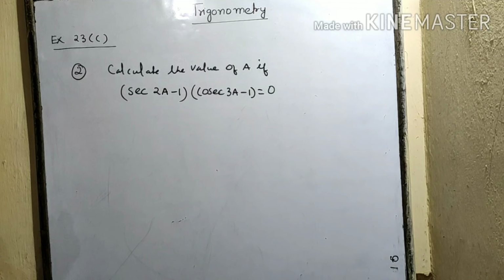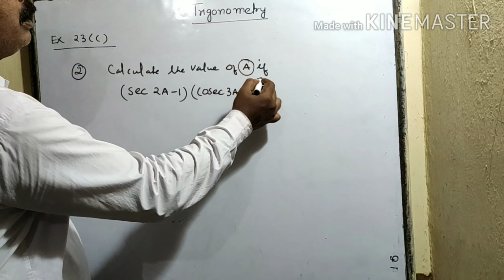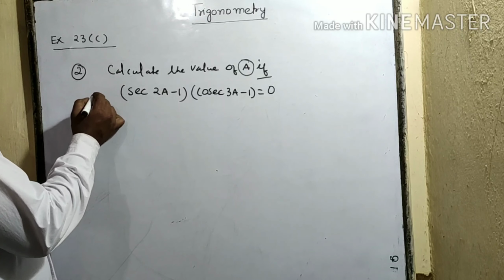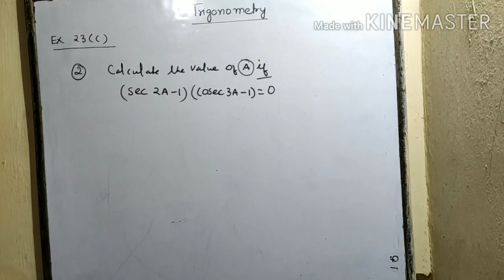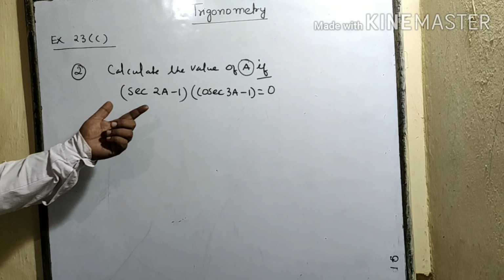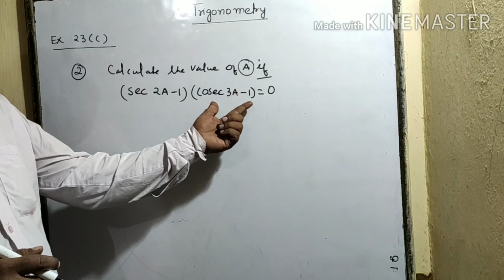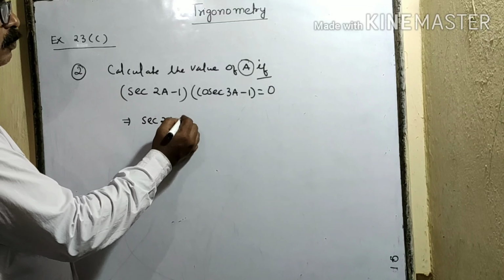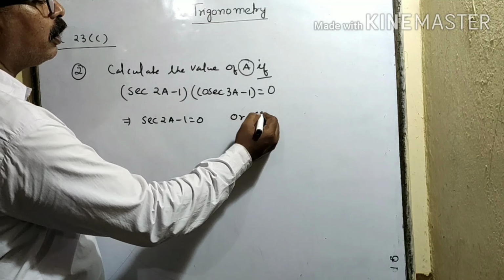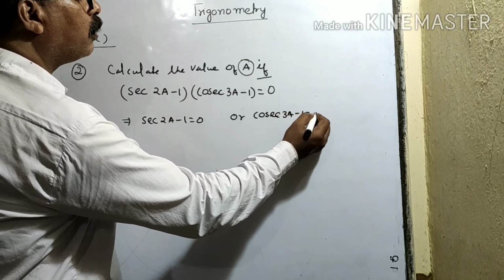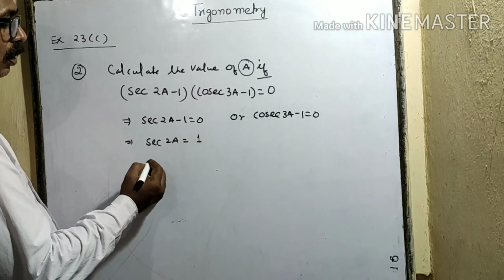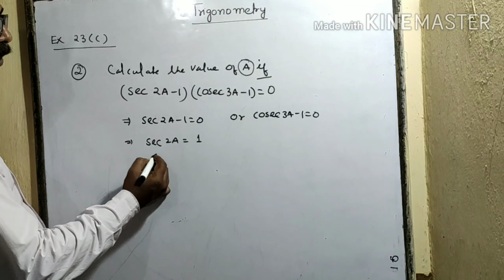So this is question number 2, where again you have to calculate the value of A. What is given is sec 2A minus 1 into cosec 3A minus 1. You people have already solved such type of question when we discussed algebra. In algebra, if this type of case is there, this one is individually equal to 0 and this one is individually equal to 0. So it implies that sec 2A minus 1 is equal to 0 or cosec 3A minus 1 is equal to 0.